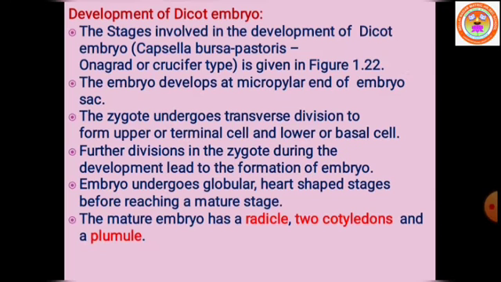We know what an embryo is. After fertilization, the zygote is formed. The zygote divides and forms the embryo. Due to repeated cell division, a mass of cells formed from the zygote is called the embryo.